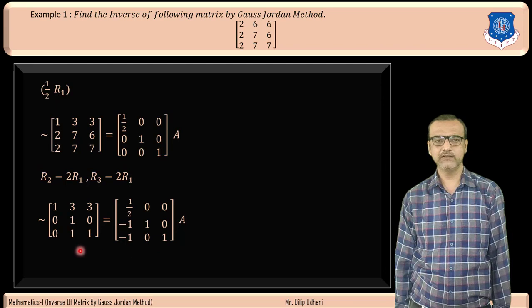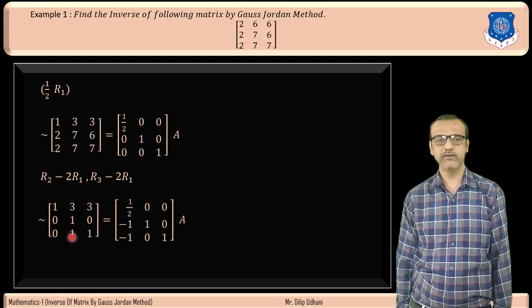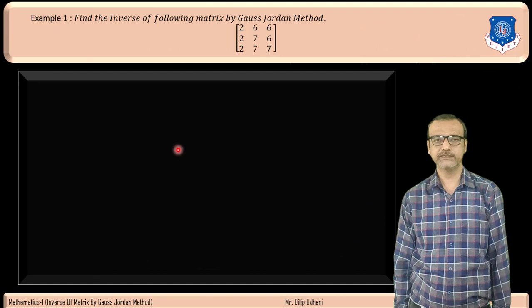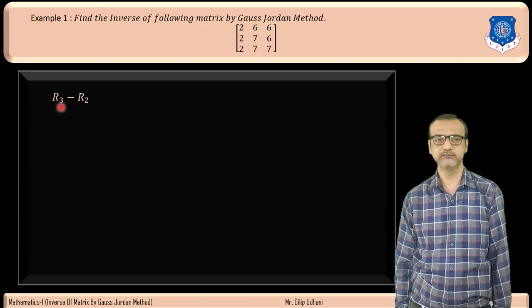Now we will make 1 to 0, which is in row number 3, first non-zero element from the left hand side. So to make this element 0, we will use the element 1 in the second row, which is the leading one, first non-zero element from the left hand side. So for that purpose, we will subtract row number 2 from row number 3. So applying this operation, R3 minus R2 means we are subtracting row number 2 from row number 3.